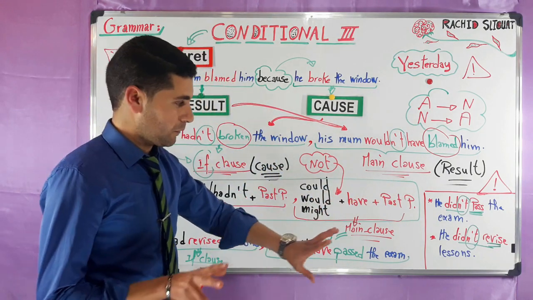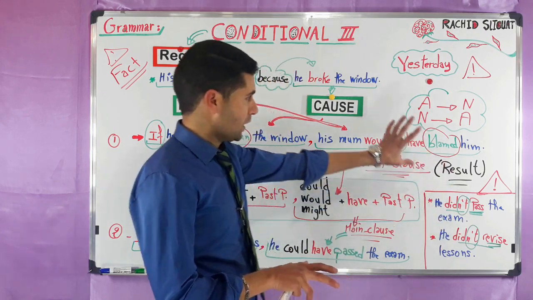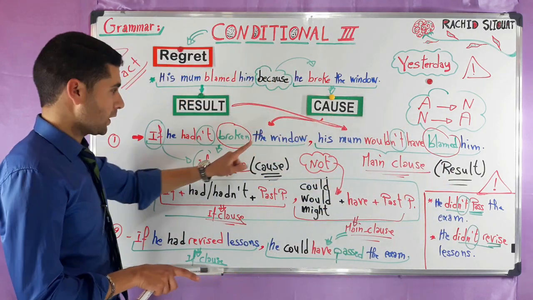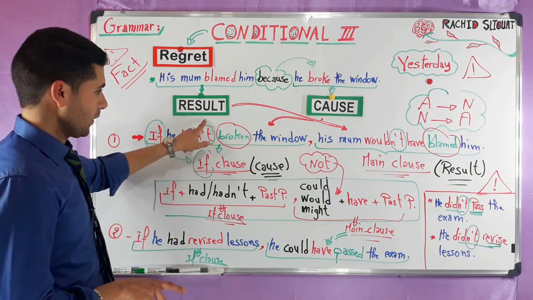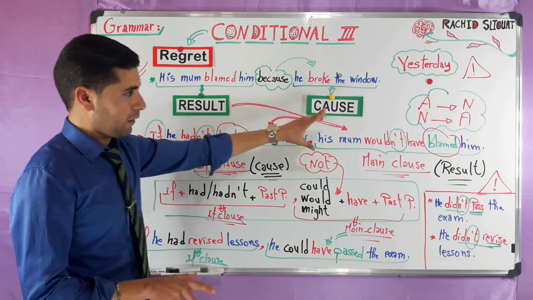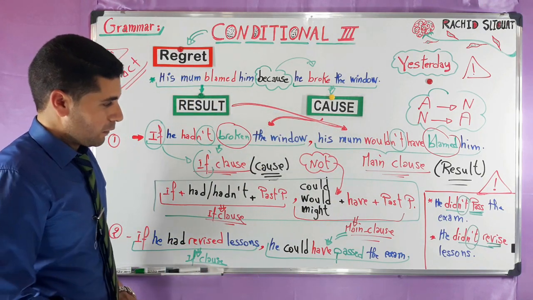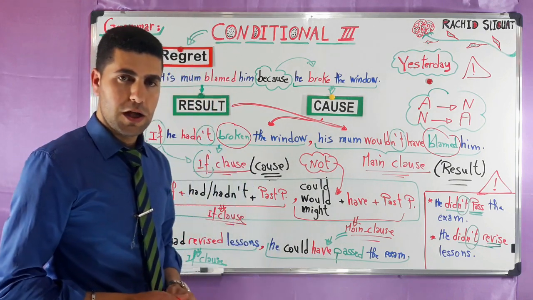Just remember, you have to identify the cause and the result. Remember, the cause is always with the if clause and the result is always with the main clause. When the cause and the result are affirmative, in the conditional they are negative. So this is actually what you have to remember.